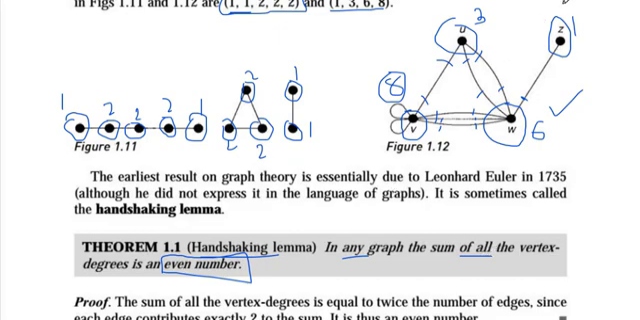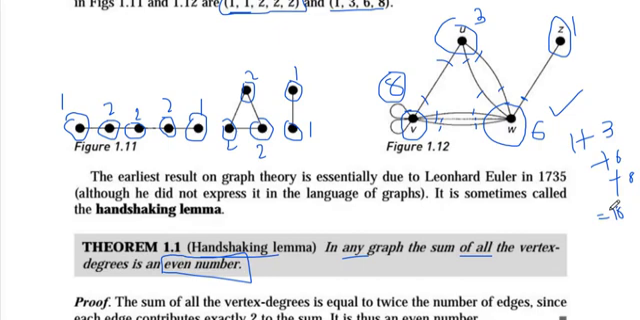Okay, let's calculate. This is the graph, and we calculate the degree of each vertex. So we can sum 1 plus 3 plus 6 plus 8: 4 plus 6 is 10, so the total is equal to 18. Yes, it is an even number. So it's called the handshaking lemma theorem.